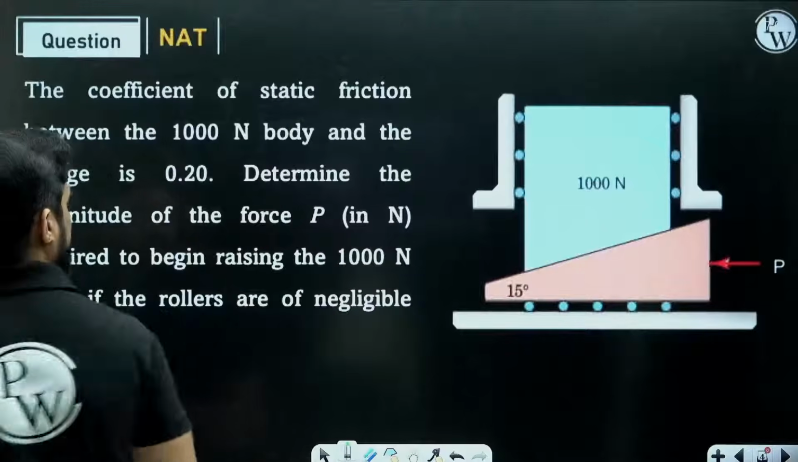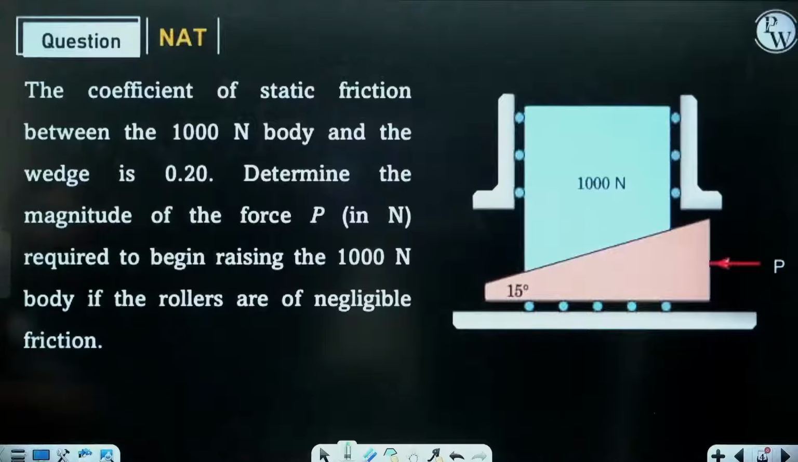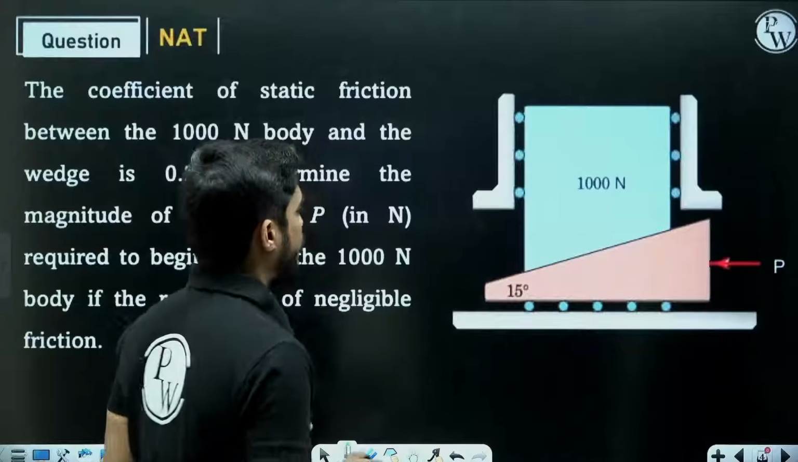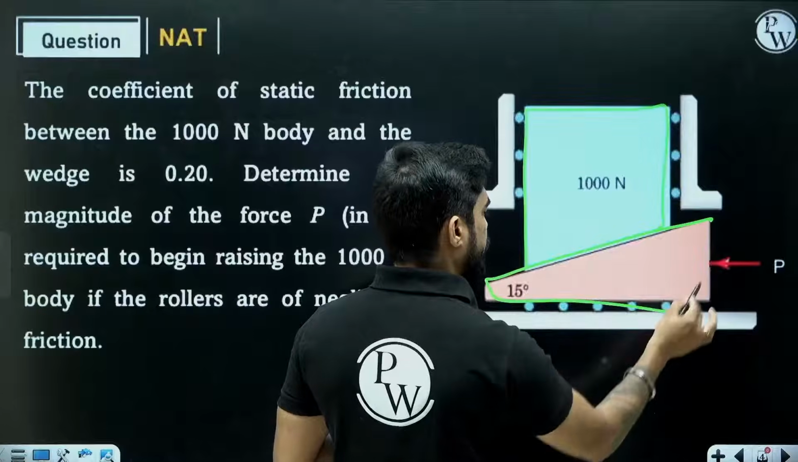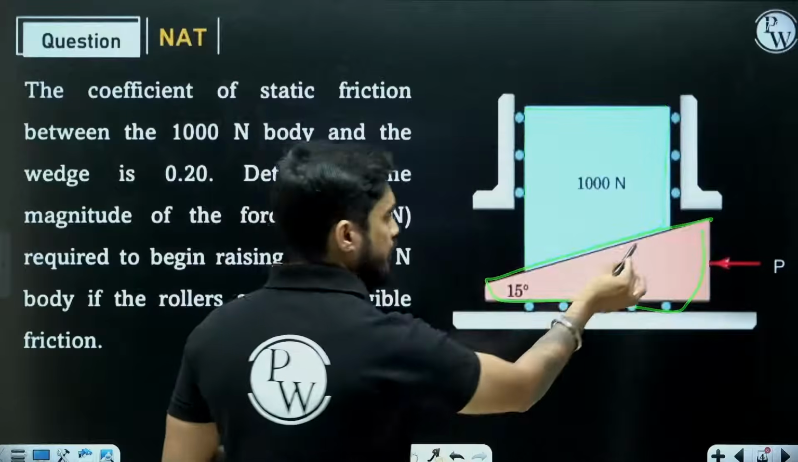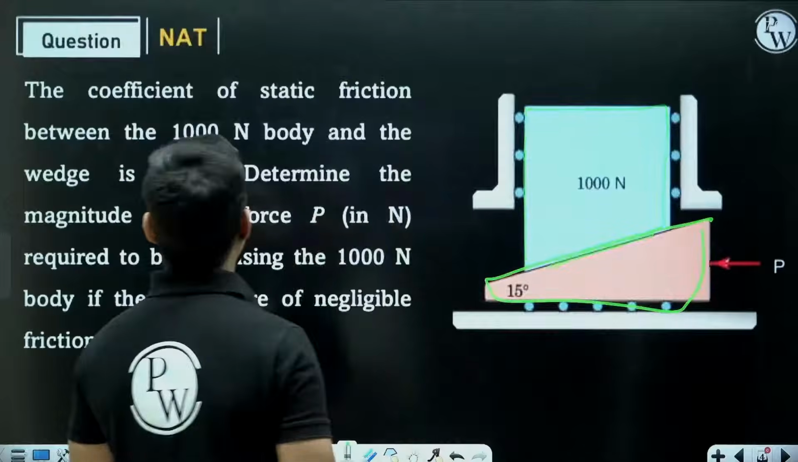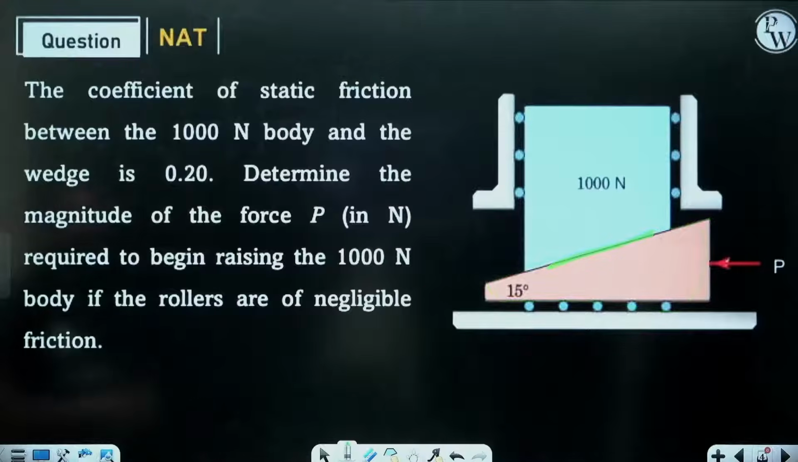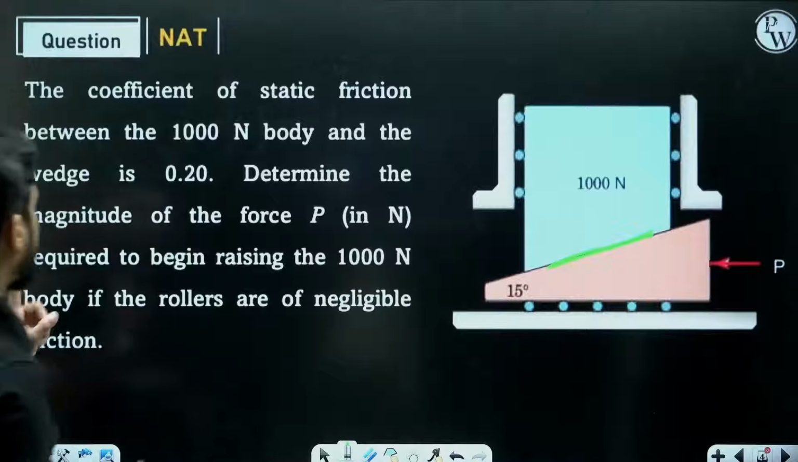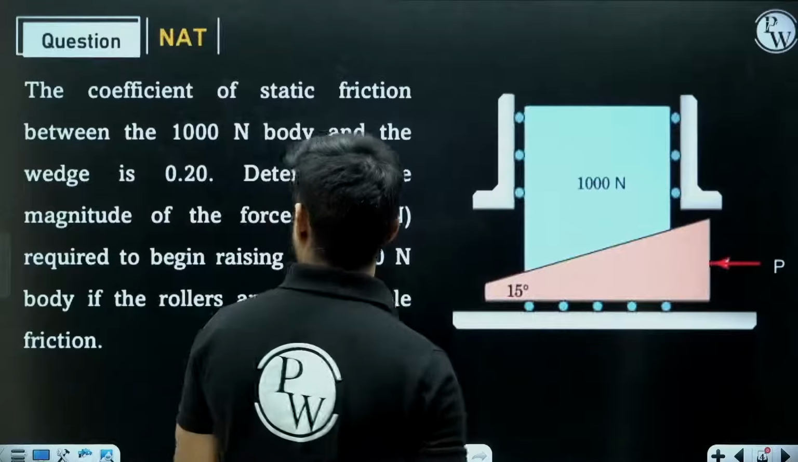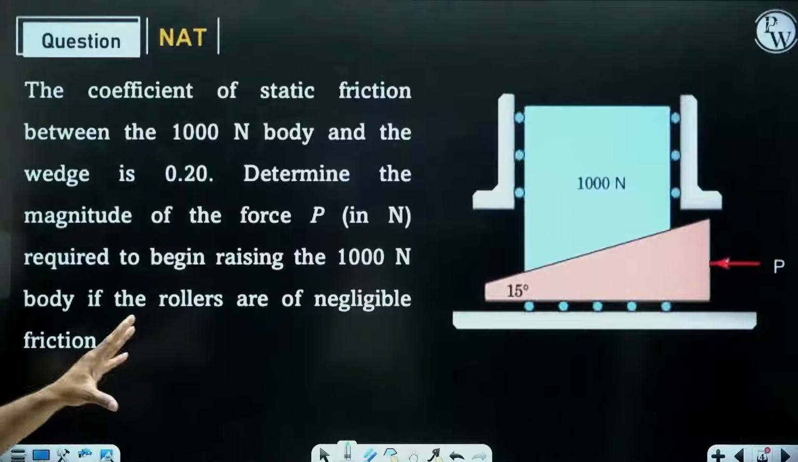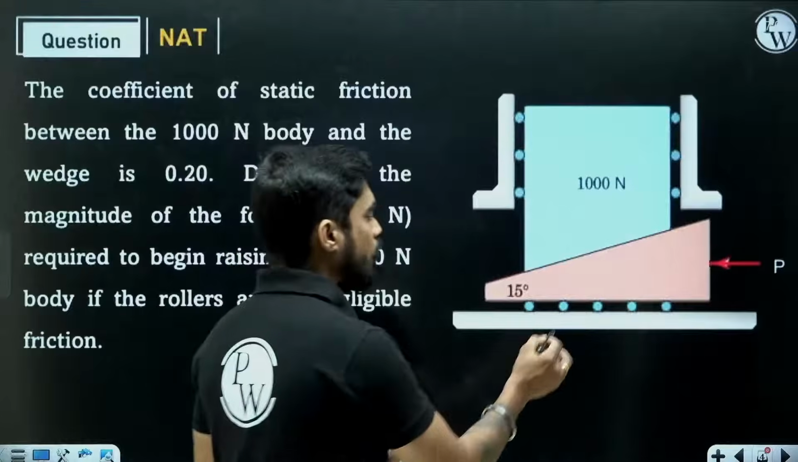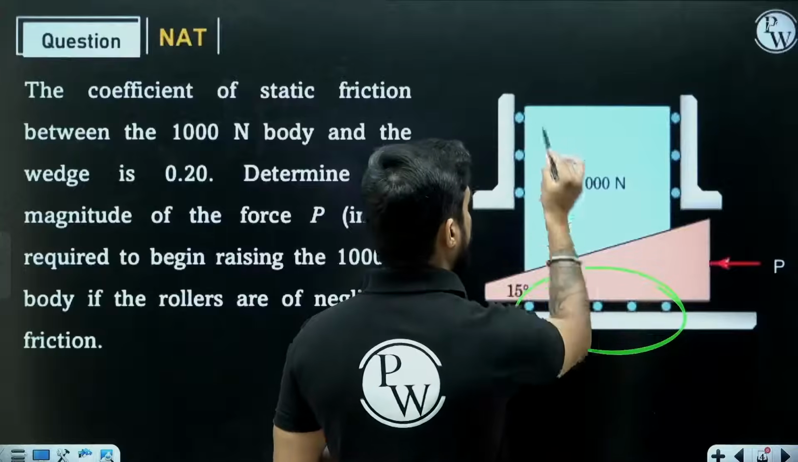Now this is the first question we have. The coefficient of static friction between the 1000 Newton body and the wedge is 0.2. So this is the 1000 Newton body and this is the wedge. The coefficient of friction between these two surfaces is 0.2. Determine the magnitude of the force P required to begin raising the 1000 Newton body if the rollers are of negligible friction. So here we have to assume that these rollers are of negligible friction.